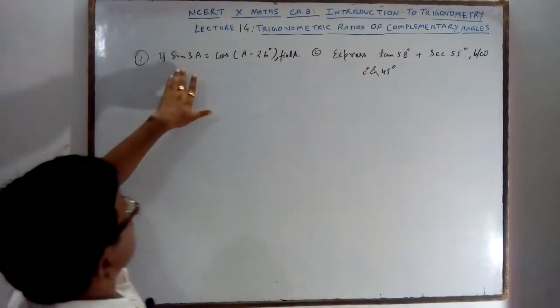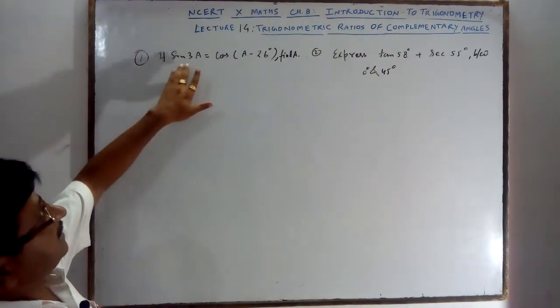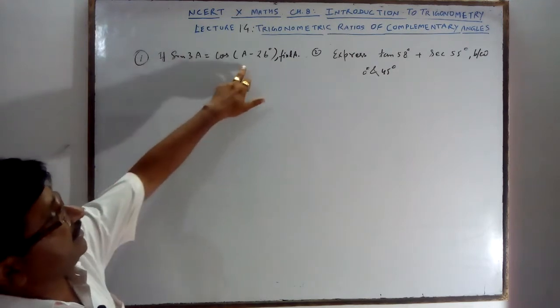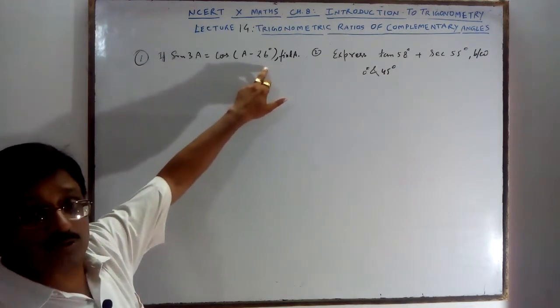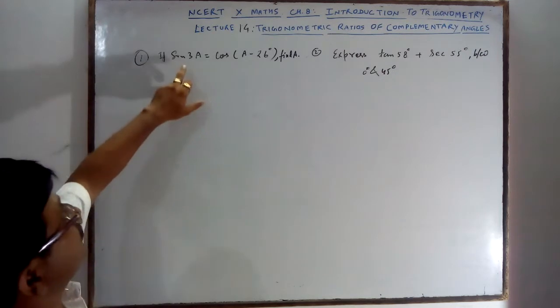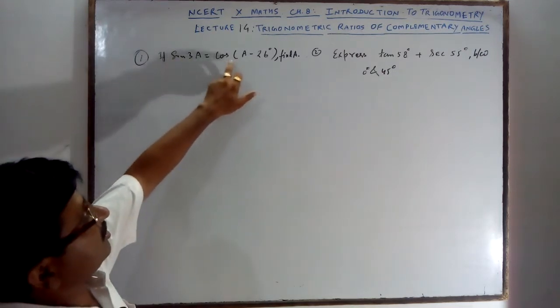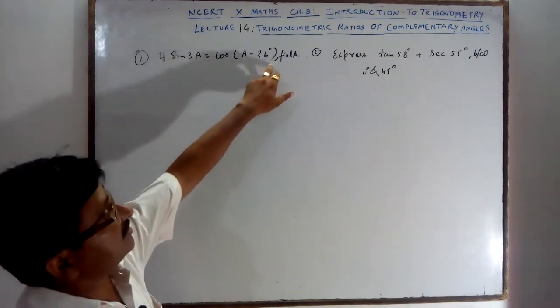Now I am going to tell you one example. If sin 3A and cos(A minus 26) are both acute angles, the full example is given in the book. If sin 3A equals cos(A minus 26), find angle A.